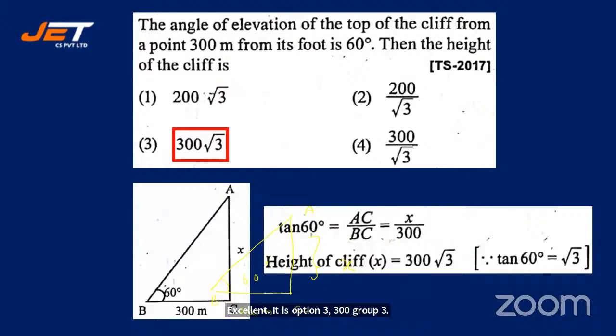It is tan 60. How? AC, opposite side by the base is BC 300. So we are assuming AC to be X by 300, which is nothing but tan 60. Tan 60 here is root 3. So root 3 is equal to X by 300, whereby you cross multiply and you get the value of X as 300 into root 3. All right. So that is how you have arrived at option 3.